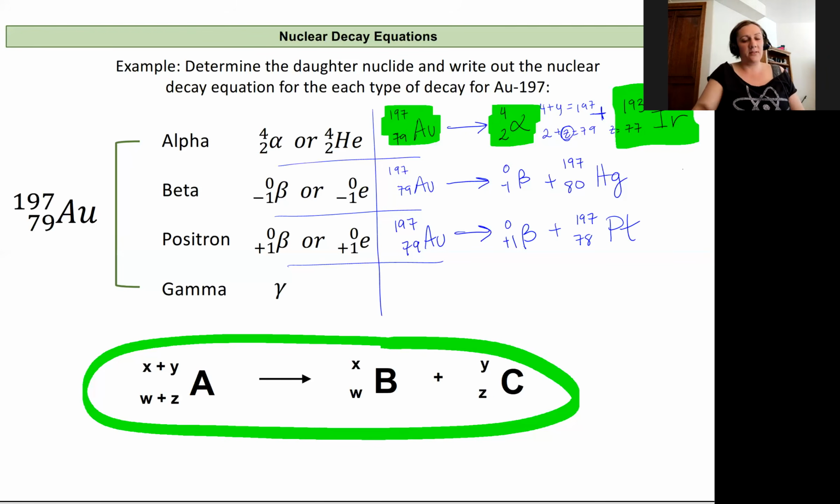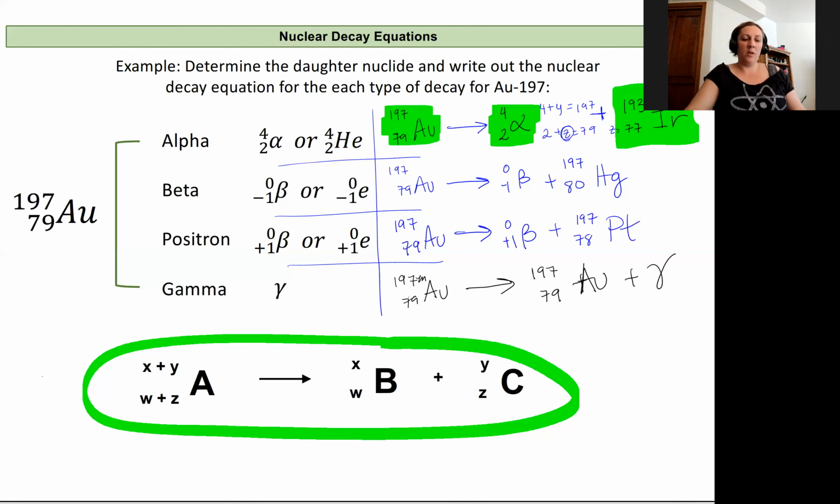If that was the case for this one, we would write it like 197, 79 for my gold. And then we usually have some way of indicating the difference between the two, between a stable and non-stable. And sometimes I've seen it as a little m. And then it'll go to the same thing because it's not actually changing the mass at all. Sorry, gold still, plus gamma radiation.